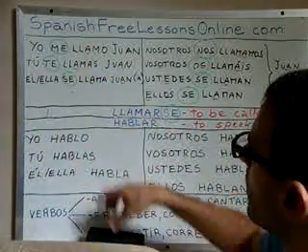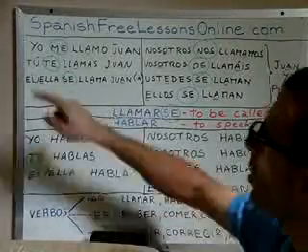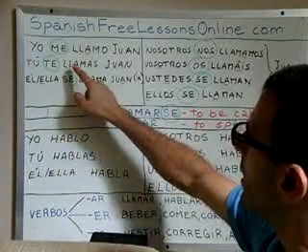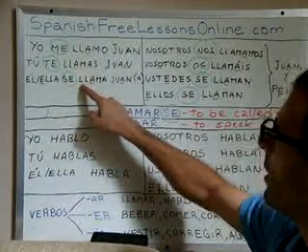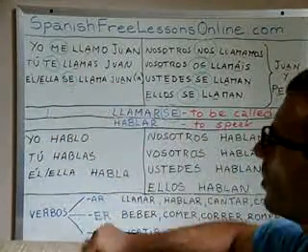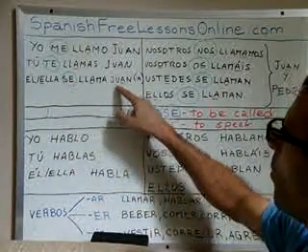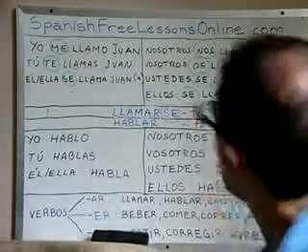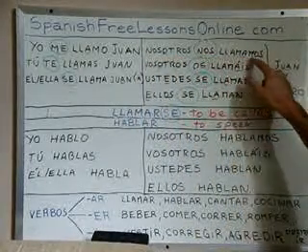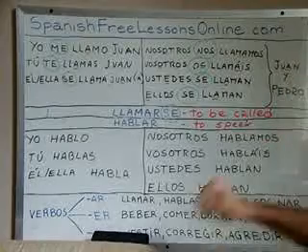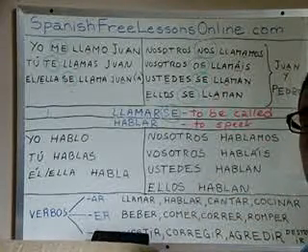Okay, we just said, yo me llamo Juan. My name is Juan. Tú te llamas Juan. Él se llama Juan. Or ella se llama Juana. Nosotros nos llamamos Juan y Pedro. That is, we are called Juan and Pedro, or we are Juan and Pedro.